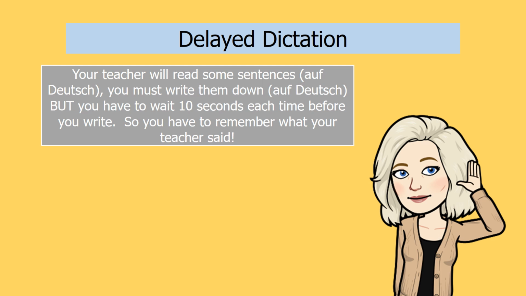Ich muss meine Hausaufgaben machen. Ich muss meine Hausaufgaben machen.